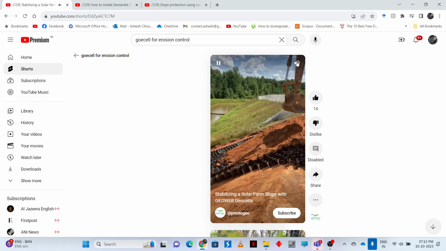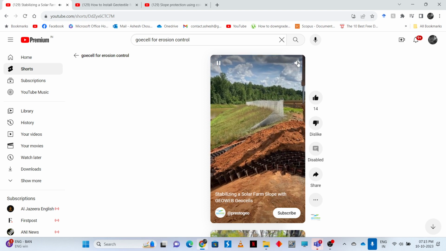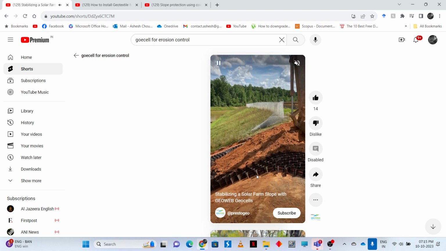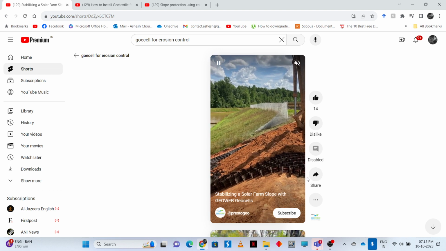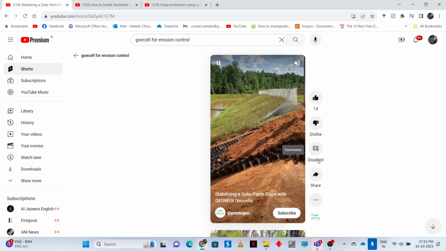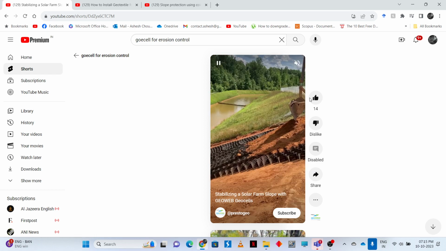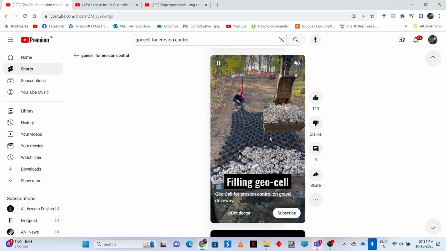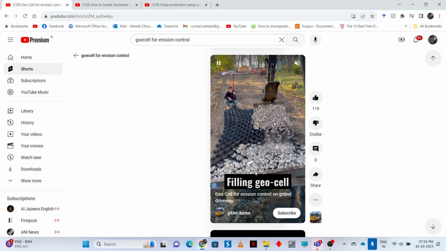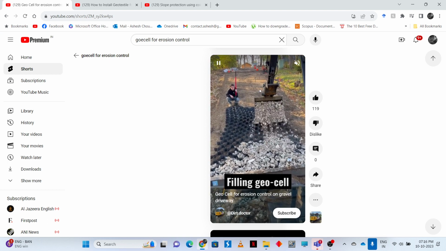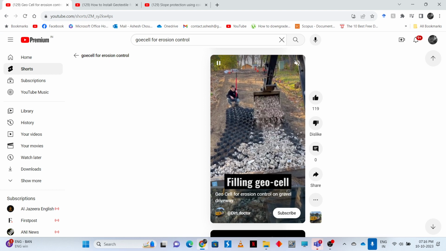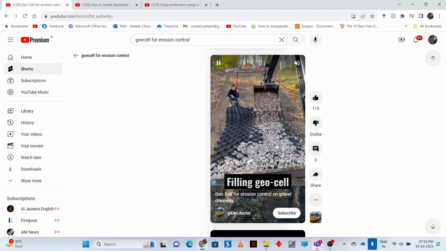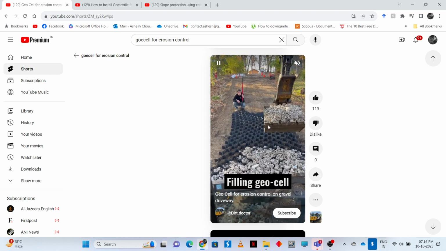Okay, you can see also this is the slope, and we have put the geocell. The geocell is laid like this, and it is anchored at this edge, on this side. Similarly, here you can see this geocell is filled with gravel. You have a slope, you put the geocell, and then we fill it with gravel.